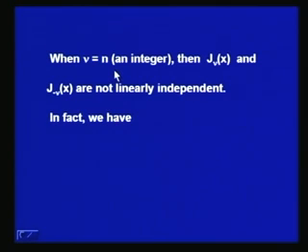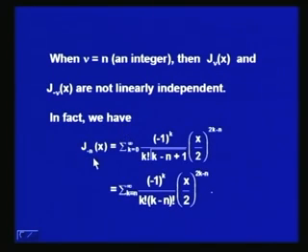When nu is equal to n, let us say an integer, then J nu x and J minus nu x are not linearly independent. We are going to show that in fact J minus n x is equal to minus 1 to the power n J n x. Let us find the value of J minus n x. J minus n x can be written as sigma k equal to 0 to infinity minus 1 to the power k over k factorial gamma k minus n plus 1 into x by 2 raised to the power 2k minus n, replacing nu by minus n in the expression for J nu x.